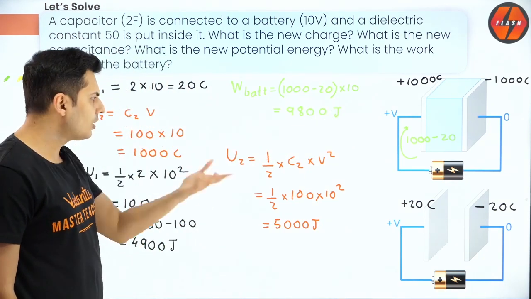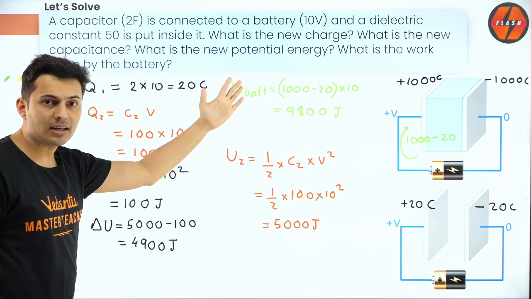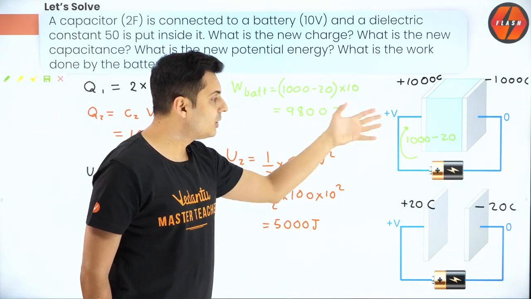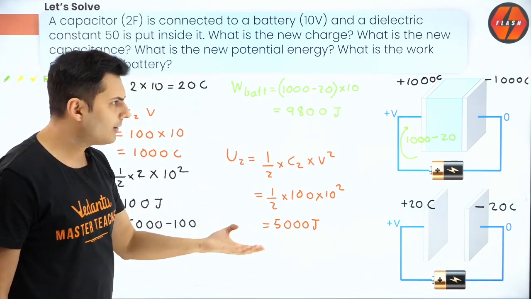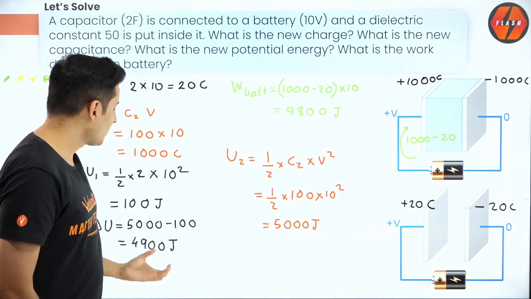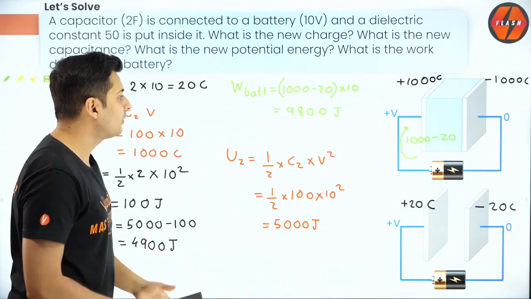The obvious question in your mind will be, why aren't they equal? The reason why they aren't equal is because some of the energy is lost as heat during the charging process. Where? In the small resistances of those wires. So understand, not all of that energy gets stored in potential energy. A part of it is lost.